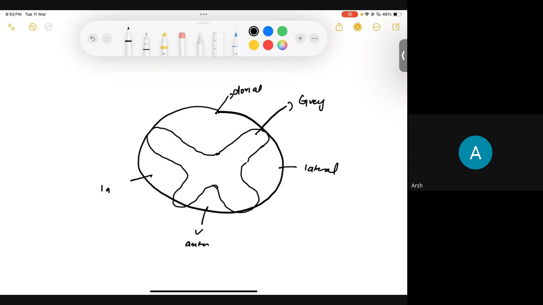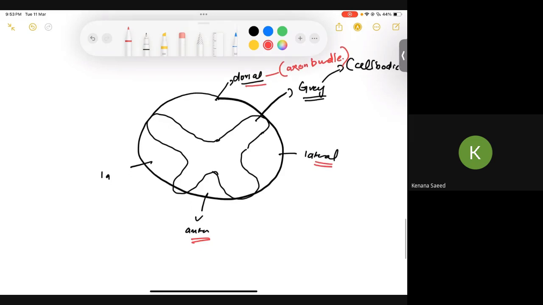If the butterfly is gray in gross appearance, we already discussed that it means it has a lot of cell bodies. If the lateral column, the dorsal column, and the anterior column are white in nature, they are white matter, so it means they have a lot of axon bundles. Even the tracts are bundles of axons, right?